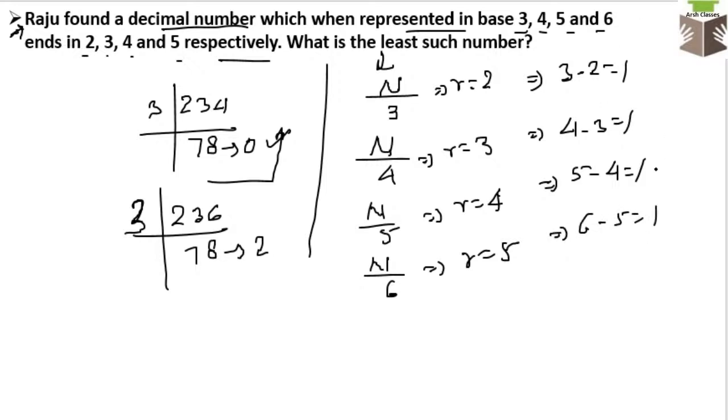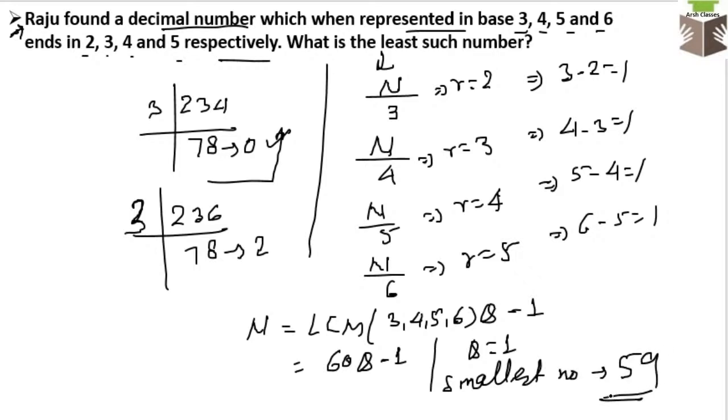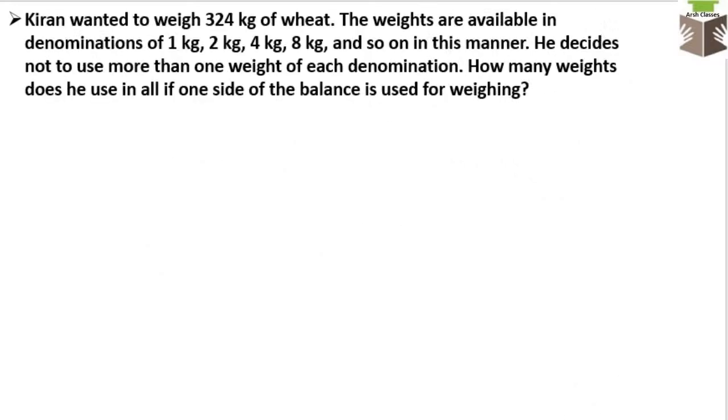So because everywhere the difference between the divisor and remainder is the same, for such types of questions the general formula for n is the LCM of all the divisors, which here are 3, 4, 5, 6, times q minus the common difference that we are getting. The LCM of 3, 4, 5, 6 is 60, so n is 60 times q minus 1. To get the smallest number we put q equals 1, and the smallest number will be 59. Smallest number is 59. You just need to use your IQ here, your common sense. Chalo, moving to the next question.